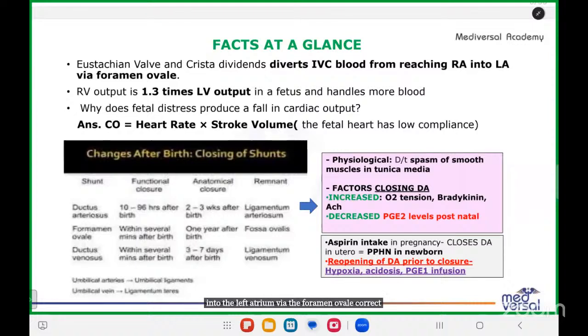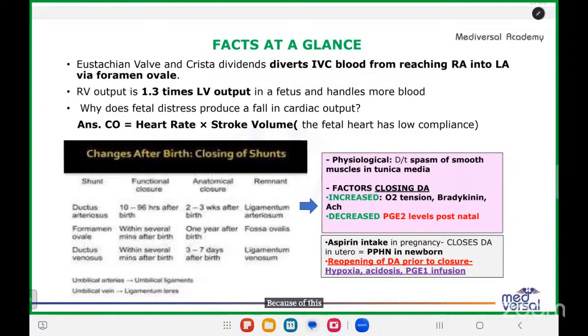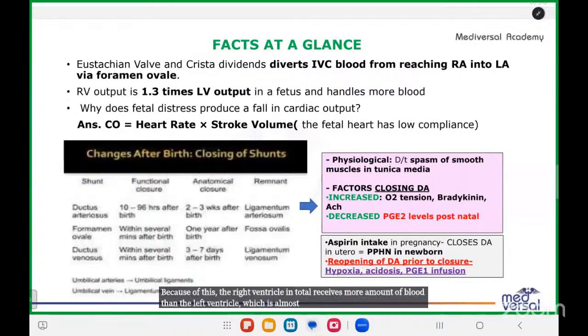Okay, now the RV output is 1.3 times LV output. See, this is the no-brainer. Again, RV receives blood from the right atrium, which is receiving blood not just from the inferior vena cava, but also from the superior vena cava. Because of this, the right ventricle in toto receives more blood than the left ventricle, which is almost 1.3 times the LV output in a fetus, and hence it handles more blood.